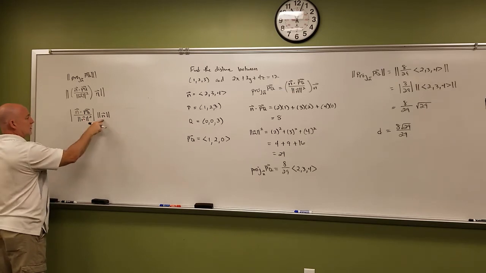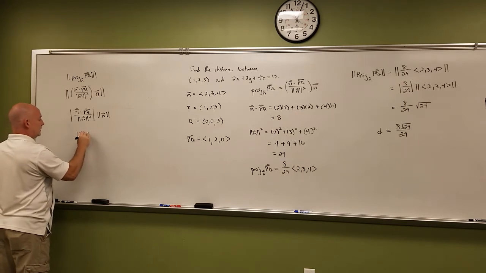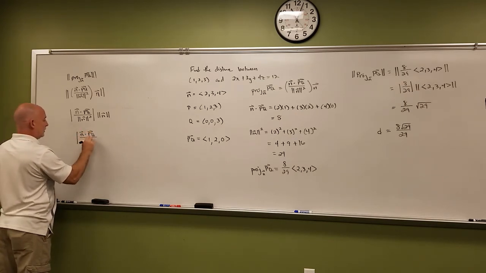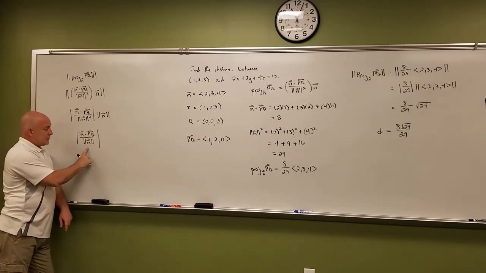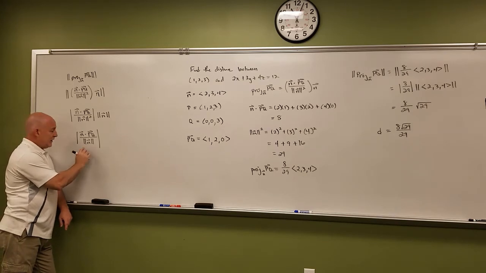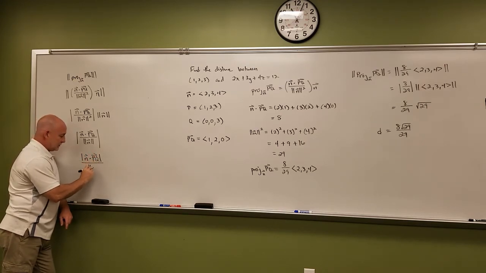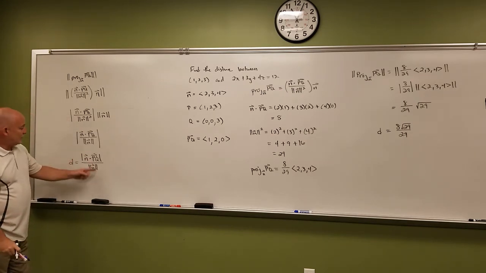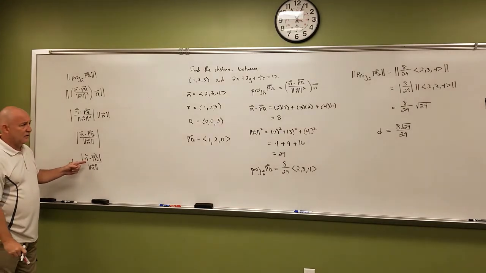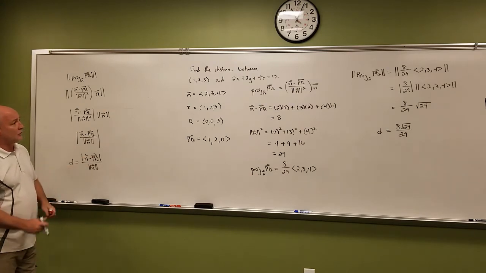Now, the nice thing about this, notice that these reduce, and I get N dot PQ all over the magnitude of N. Now, since the magnitude is the square root, I know that that's a positive value. So really all you got to do is do the absolute value of the dot product over the magnitude of N. So this will also give you the distance between the two of them. But this seems more like a formula to memorize to me than it does just find the projection and then find its magnitude. But you're welcome to use that formula if you'd like.